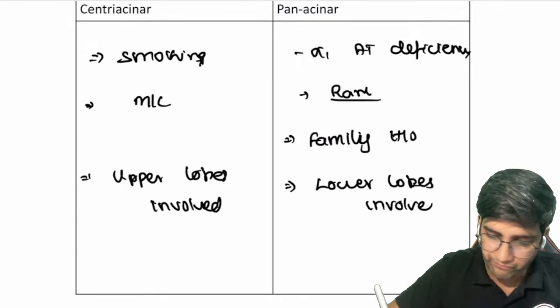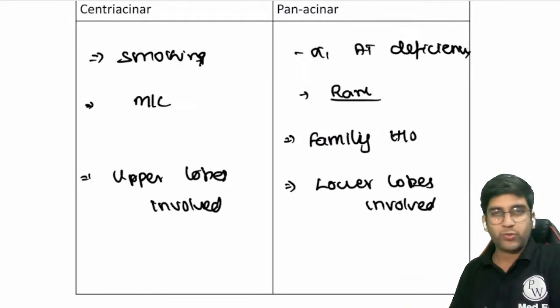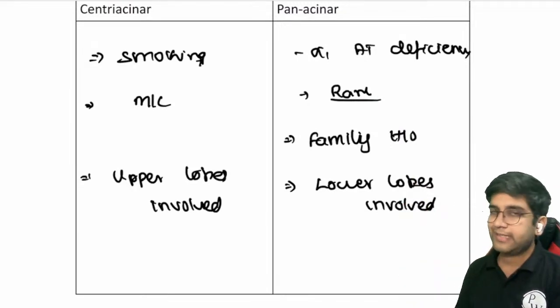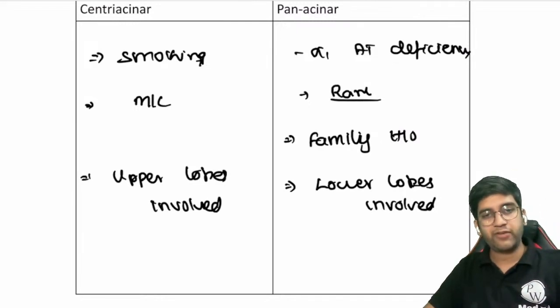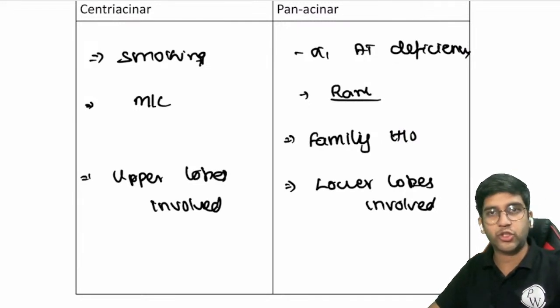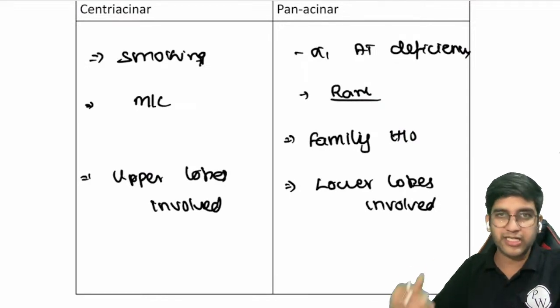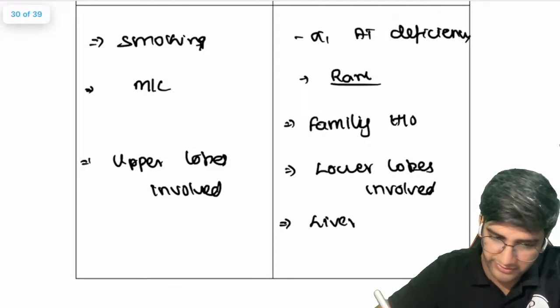The genetic deficiency gives us one clue: family history for sure. The second clue is that it doesn't affect the lungs alone. Do you know any other organ where alpha 1 antitrypsin deficiency will cause damage? You know this organ. We read about it in our first chapter. Remember that it affects the lung as well as the liver. It also causes liver failure.